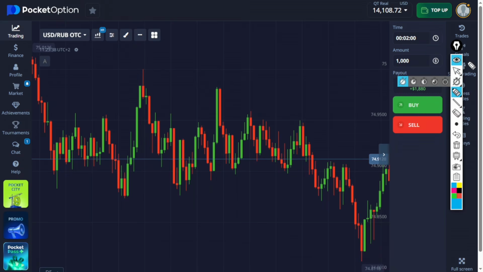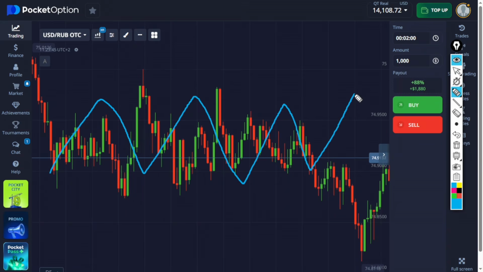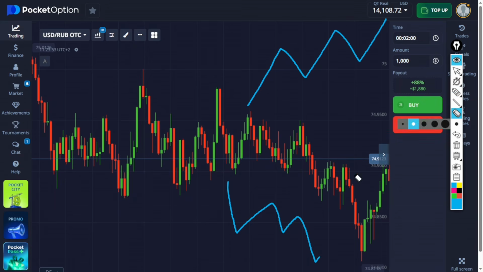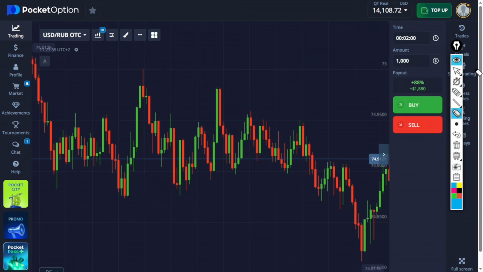Now, right here, we have a great example of a consolidation zone. Price is moving sideways, okay? There's a balance between buyers and sellers. Price is not moving to the upside, nor is it moving to the downside. And this is exactly what we want to see.